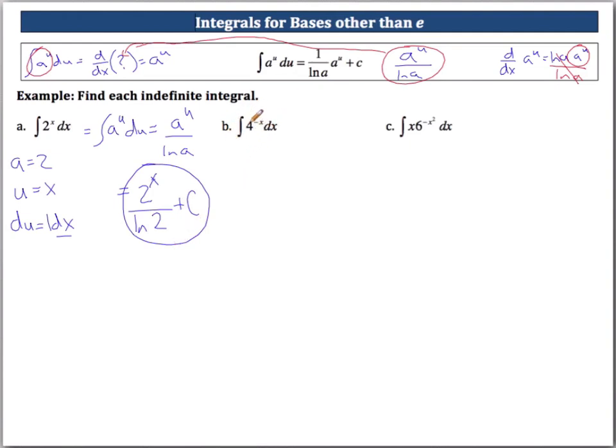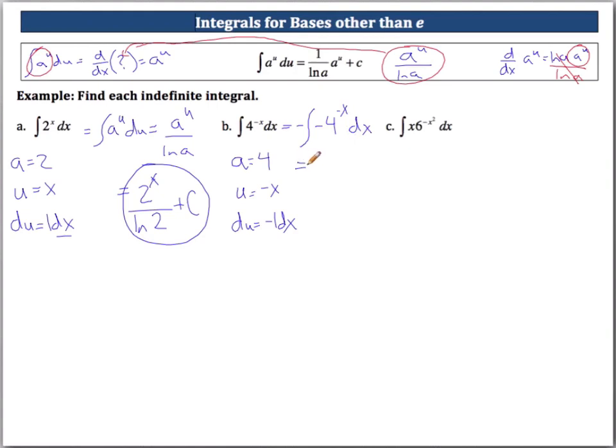All right, for letter b, we have the integral of 4 to the negative x dx. So again, a is going to be our base, which is 4, and u is going to be negative x, and so du in this case becomes negative 1 dx. And you can see here we have dx, but we don't have a negative, so that tells me I'm going to put a negative outside the integral, and a negative inside the integral. And now I have a to the u du.